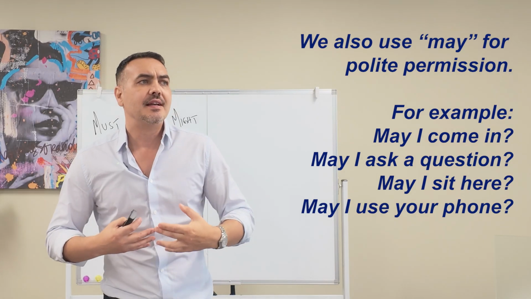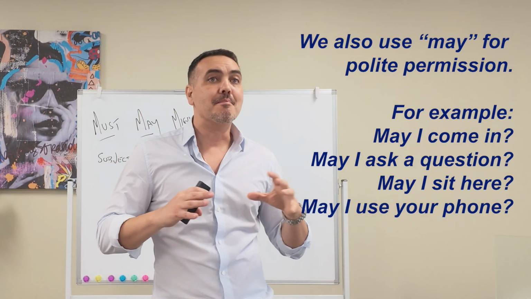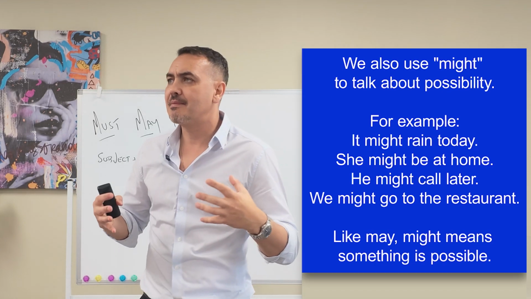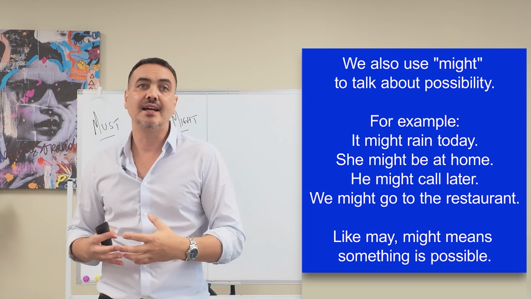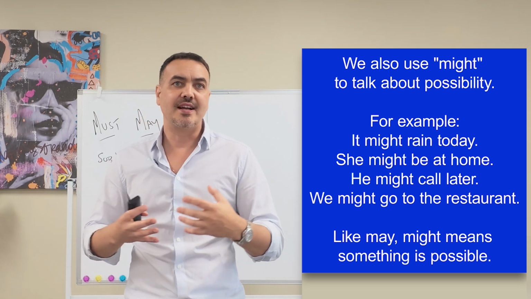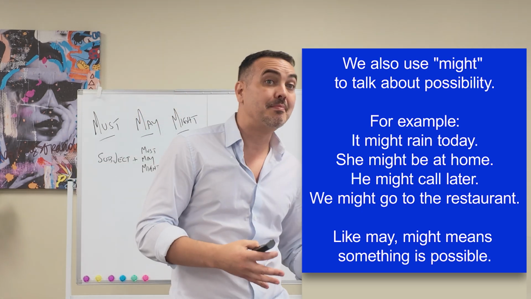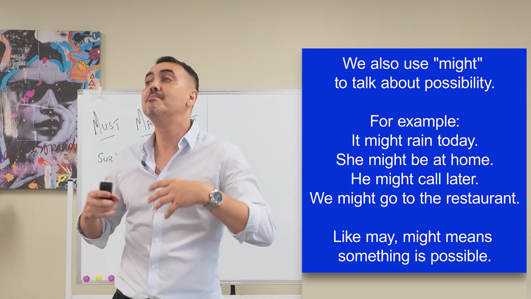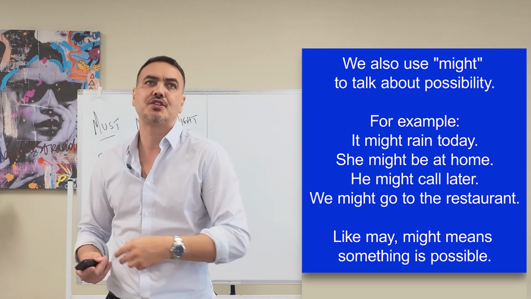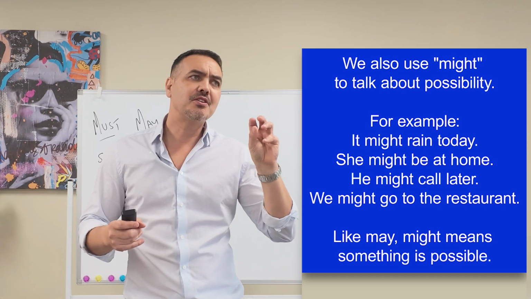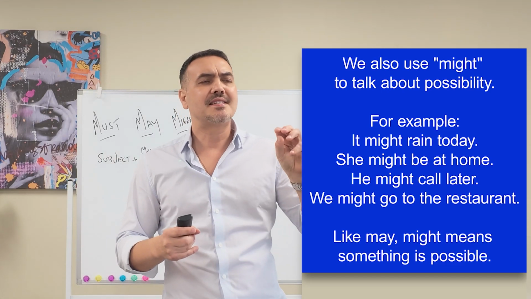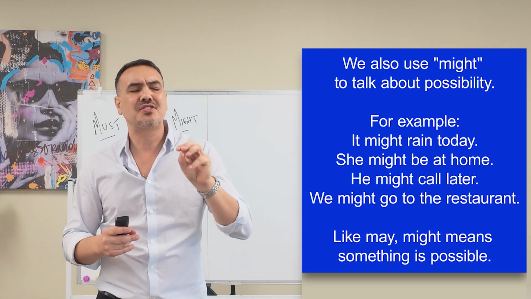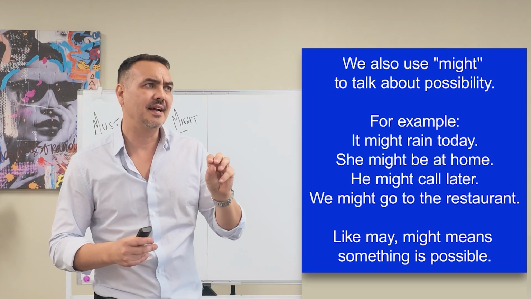Now we're going to look at the word might. And we use might to talk about possibility. It might rain today. She might be at home. He might call later. We might go to the restaurant. It's very similar to may, but might means something is possible, and it sounds less certain than may.